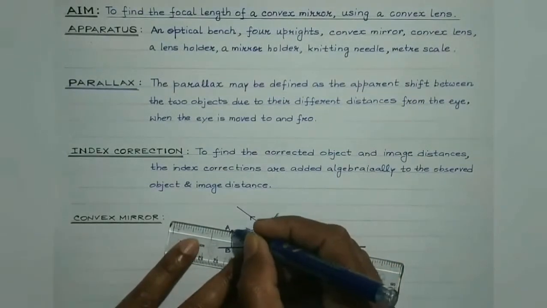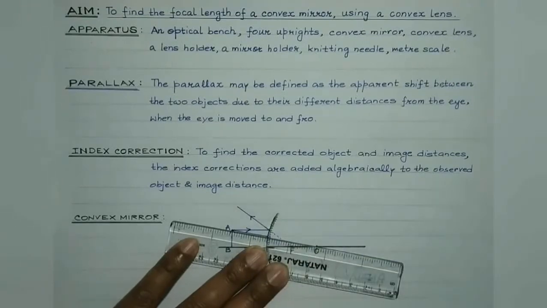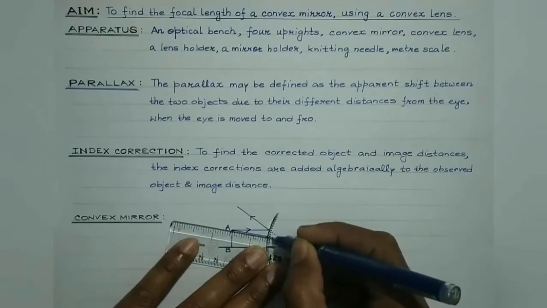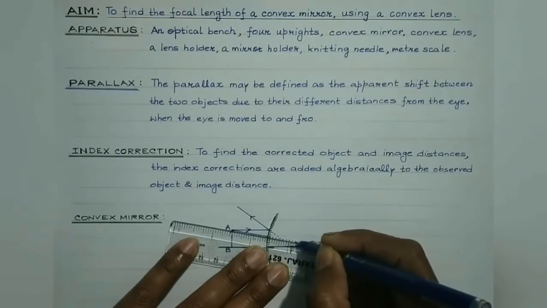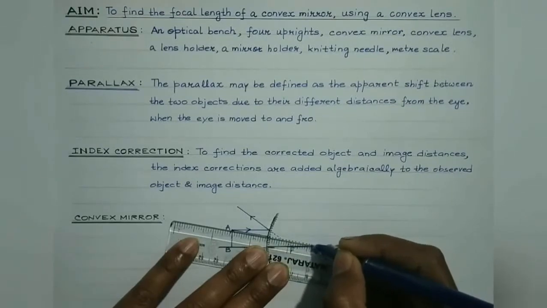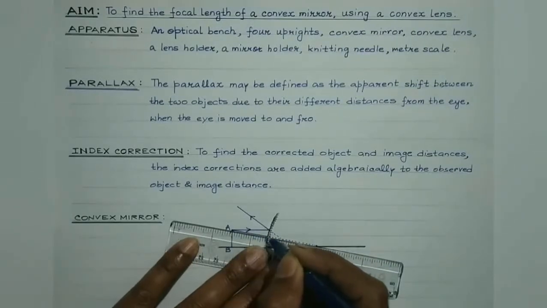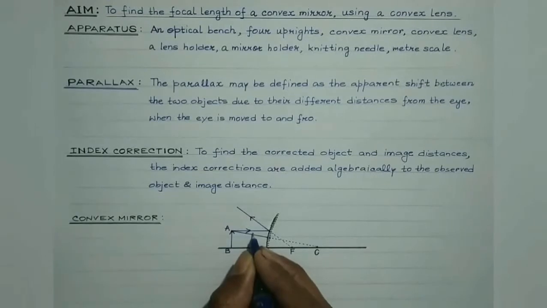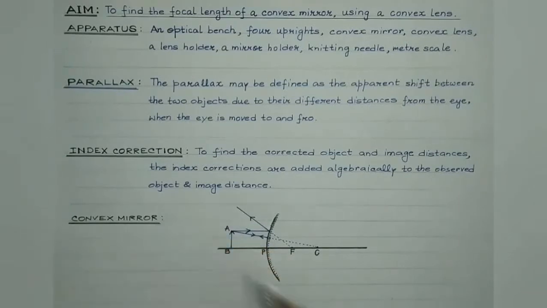Now suppose this is another ray which is coming from the object and incident normally. Normally means it should appear as if, when you extend this line, it should meet at the center of curvature. So here the angle of incidence is 0. So the angle of reflection will also be 0. So it will get reflected back and retrace its path in the opposite direction.